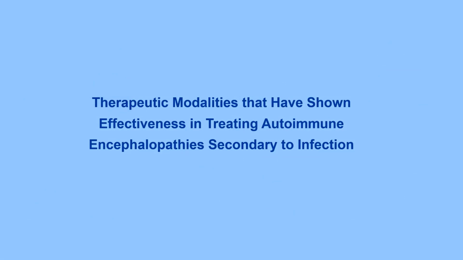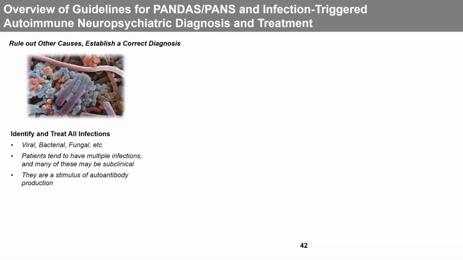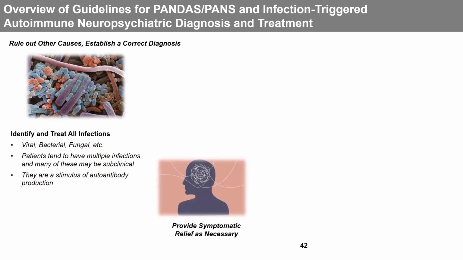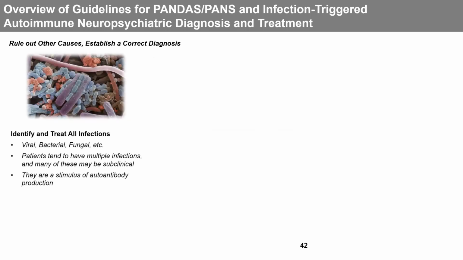These are the modalities that have shown to be effective in treating autoimmune encephalopathies secondary to infection. They fall into, and I'm using the PANDAS guidelines, first rule out other causes. They say in order to get a correct diagnosis, identify and treat all the infections. As you recall, many of these patients had multiple infections. Often they're subclinical. Since they're infection-triggered and immune-mediated, if you don't eradicate the totality of the infections, what happens is they're still stimulating these immune cells.